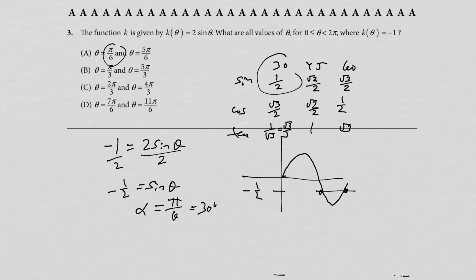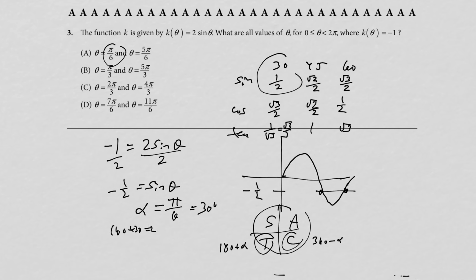Notice how they have it here. But we want the quadrant 3 and 4 answers, because sine is negative in quadrants 3 and 4. And what you do for quadrant 3, you do 180 plus the reference angle. And for quadrant 4, you do 360 minus the reference angle. So 180 plus 30 is 210, which is 7 pi over 6, because pi over 6 is like 30. And 360 minus 30 is 330, which is 11 pi over 6. That's why the answer to that one is choice D.